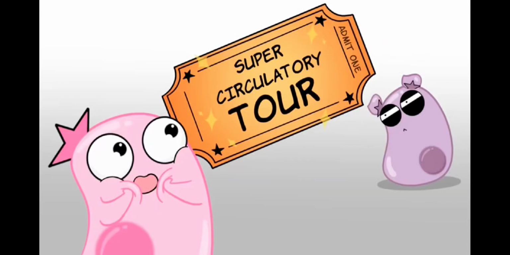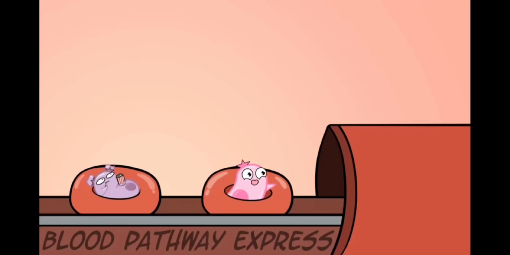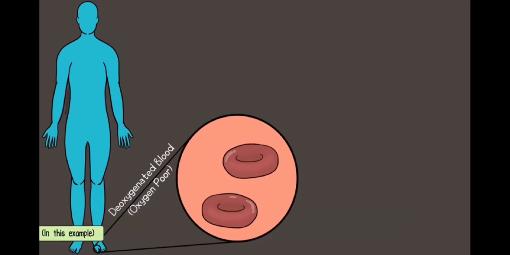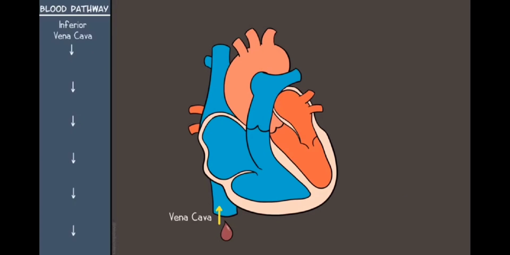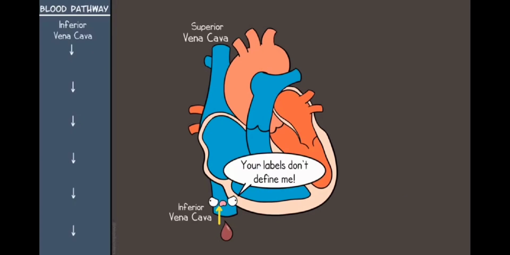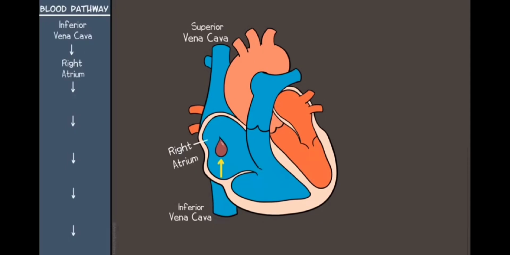An adventure tracing the pathway of blood through the heart? We're going to start with blood that is in a human toe. This blood is deoxygenated. It needs to get to the heart so that it can be pumped to the lungs to pick up oxygen and then be spread throughout the body. It's going to get there through the vena cava, inferior vena cava to be specific, as the superior vena cava is above the heart. The blood enters the right atrium.